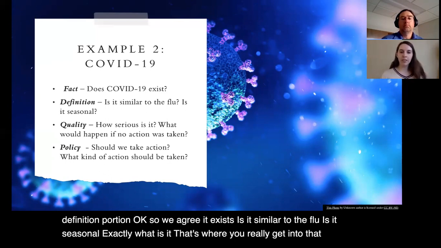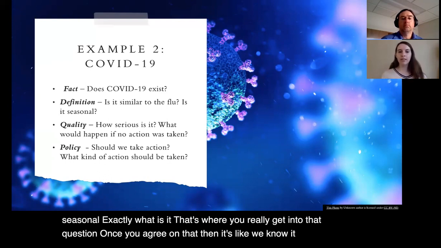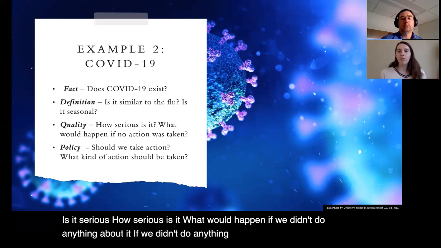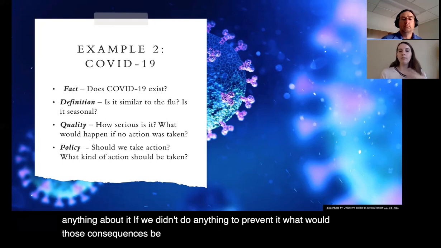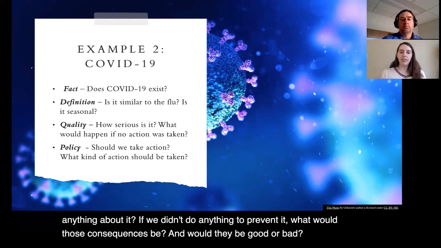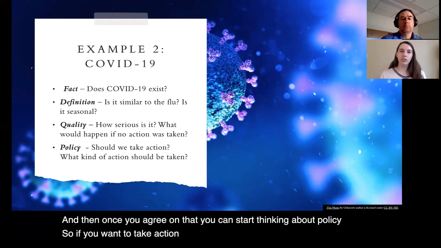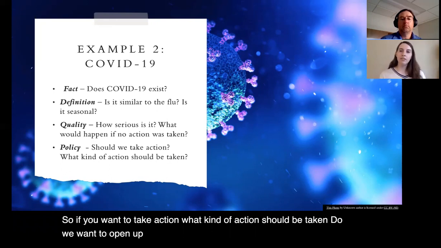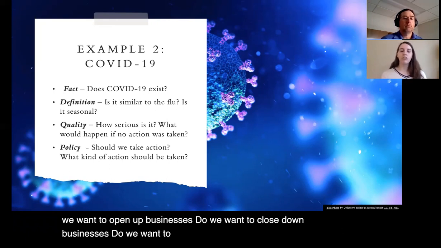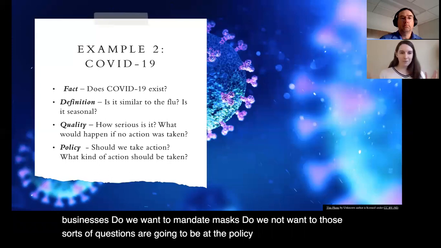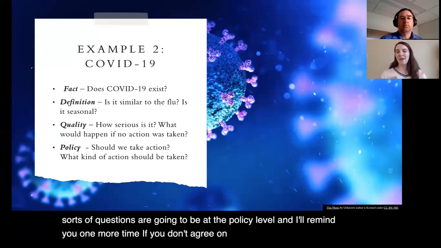Once you agree on that, then it's like, okay, we know it exists, we know what it is, but is it serious? How serious is it? What would happen if we didn't do anything about it, if we didn't do anything to prevent it? What would those consequences be, and would they be good or bad? And then once you agree on that, you can start thinking about policy. So if you want to take action, what kind of action should be taken? Do we want to open up businesses? Do we want to close down businesses? Do we want to mandate masks? Do we not want to? Those sorts of questions are going to be at the policy level. And I'll remind you one more time, if you don't agree on a lower level, you cannot move forward in stasis theory.